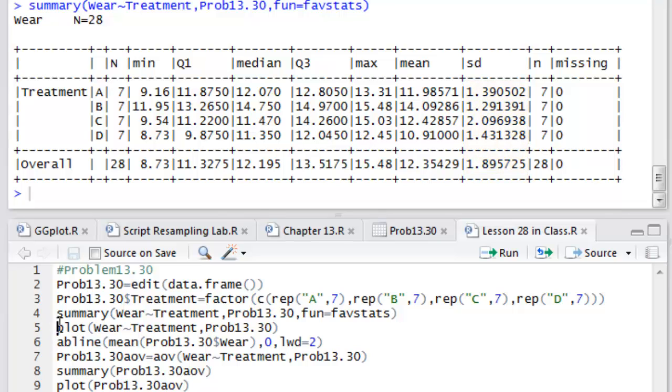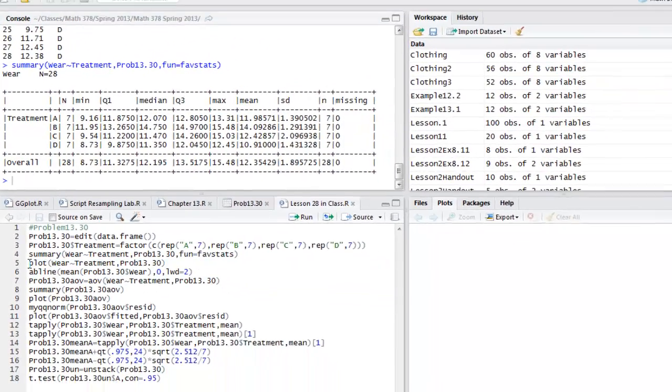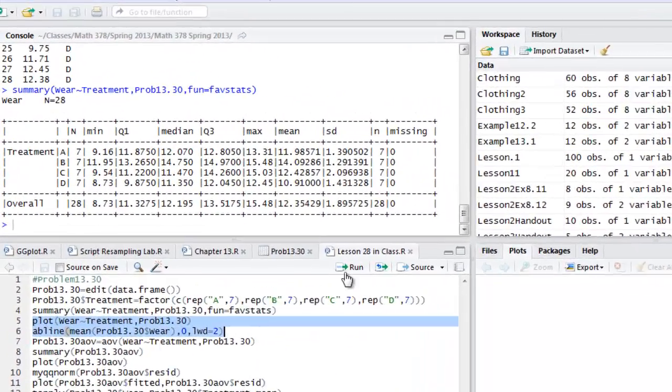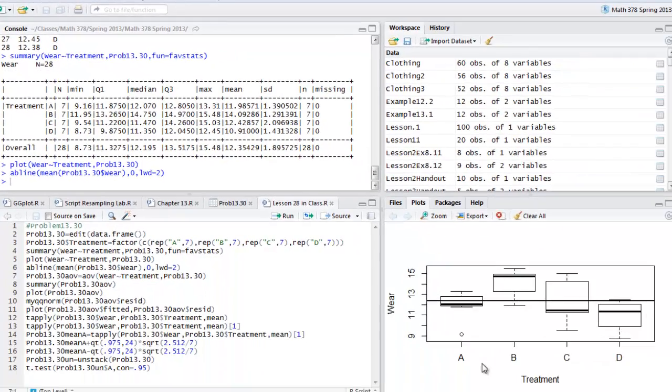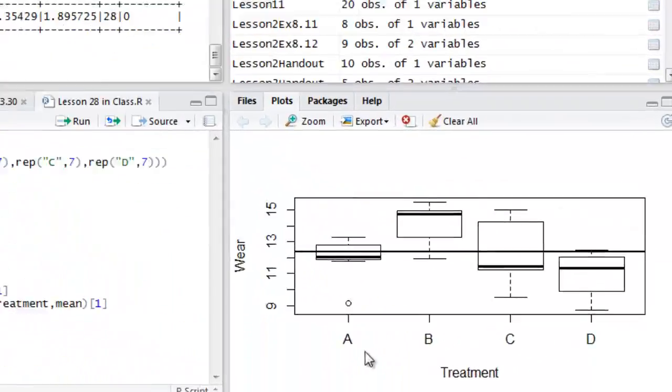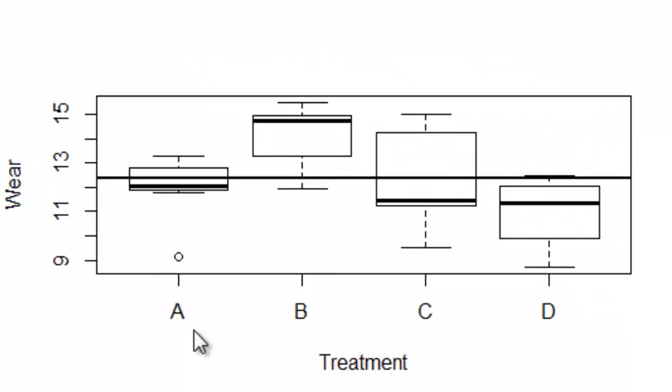We also like to summarize the data in a visual manner, so I'll go ahead and plot it. What's nice about the plot command, if I use wear as my y variable and treatment as my x, since treatment is a factor, R is going to know on the x-axis to put it as 4 different values, A, B, C and D. Here we can see the box plots. We can see the means plotted.